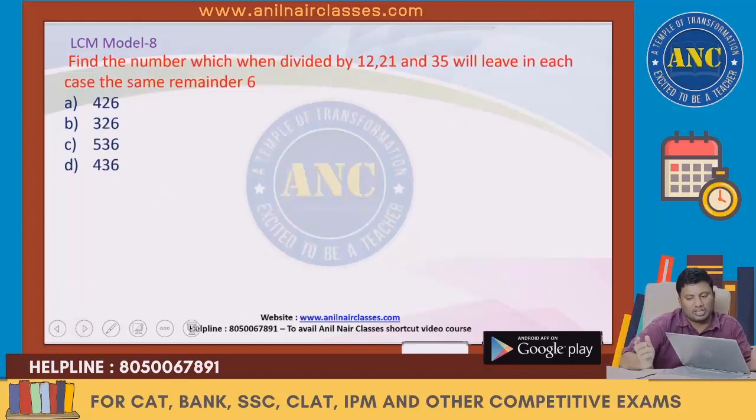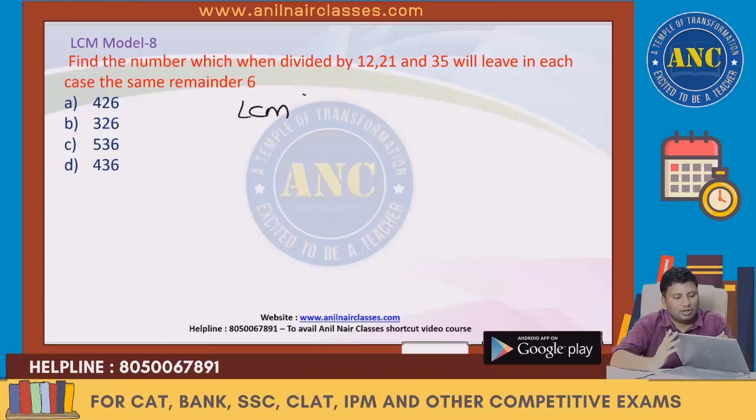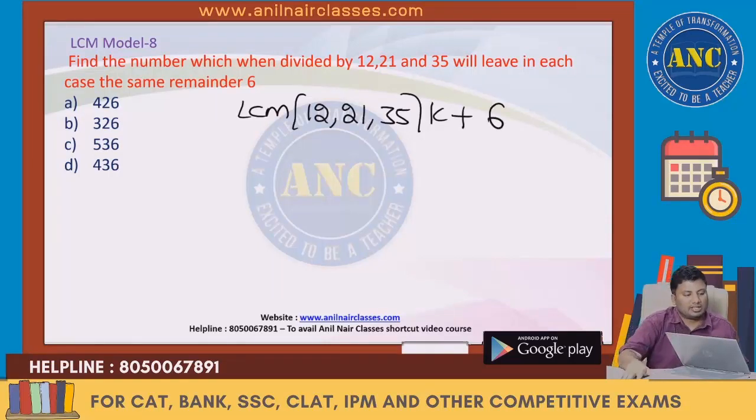I hope the logic is clear. Find the number which, when divided by the LCM of 12, 21 and 35, gives a remainder 6. Now if you see here, 35 is 7 into 5. The answer, when divided by 7, should give remainder 6.